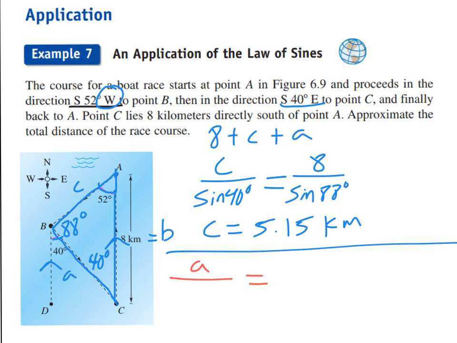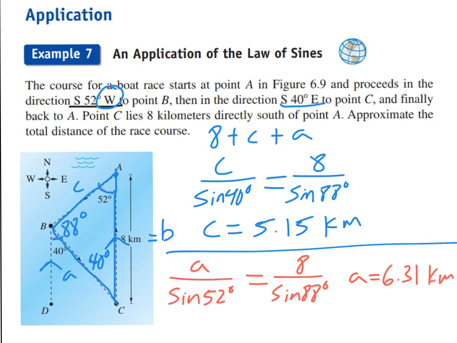Last thing is to find A. I'm still going to use this pair of 8 over sine of 88. About the only thing it changes here is if I want to find side length A, it's got to go over sine of 52, which means side length A is 6.31.